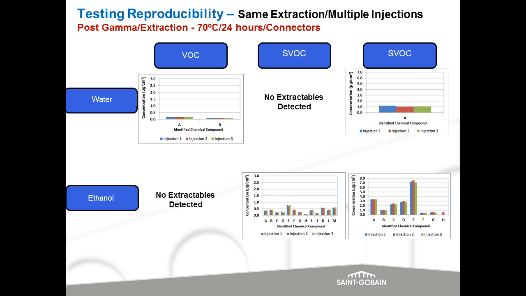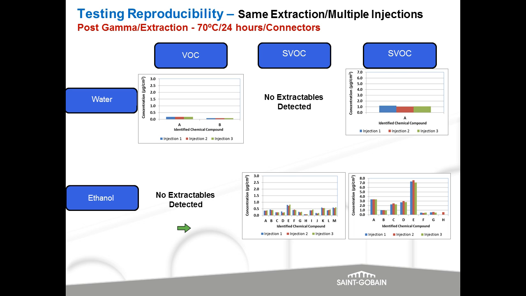So this slide really is just a snapshot of some reproducibility testing we've done. This was testing done on the same extraction. So we extracted, in this case, some polypropylene connectors with water and ethanol. We took that extract and we did the analysis through our analytical equipment 3 times.